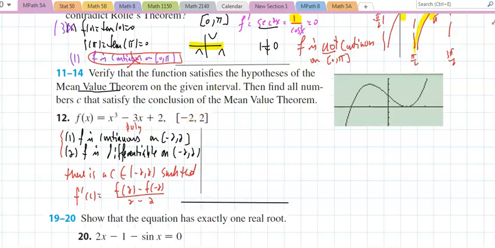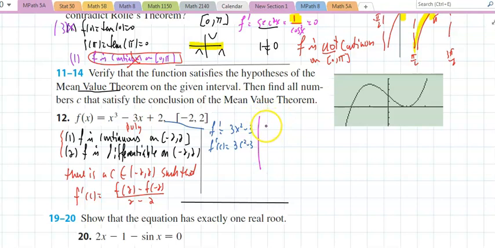Well, two things I need. One, I need a derivative. The derivative of this, f prime, is 3x squared minus 3. And f prime of c is 3c squared minus 3. Now, I need to find another thing. What's the second thing that I need? I need to find the slope of the secant.